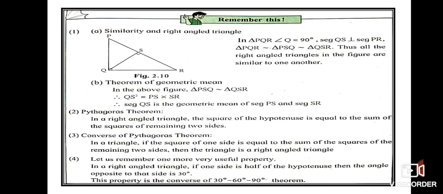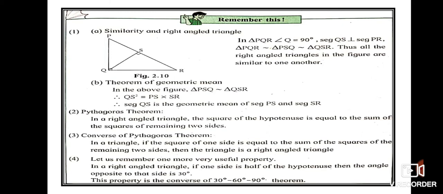Okay, so we have learned certain important things today. Let us revise all these things. In the first one we have learned about similarity and right angle triangle, and we say that if it is a right angle triangle and you have a perpendicular, then all 3 triangles are similar to one another. Related to this we have the theorem of geometric mean. So you have a similar triangle, then you can say that QS square is equal to PS into SR. Then we learnt about Pythagoras theorem. In a right angle triangle, the square of the hypotenuse is equal to the sum of the squares of the remaining 2 sides.